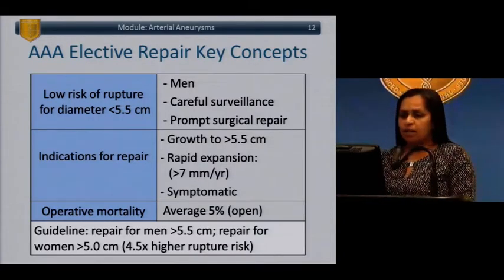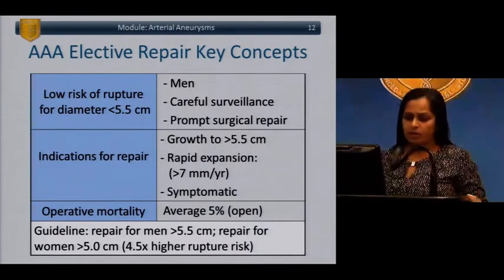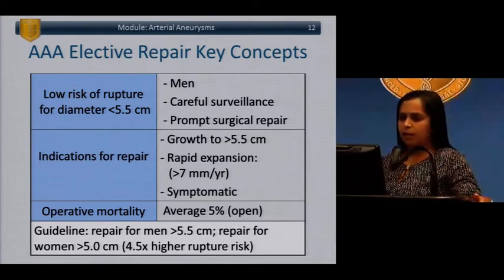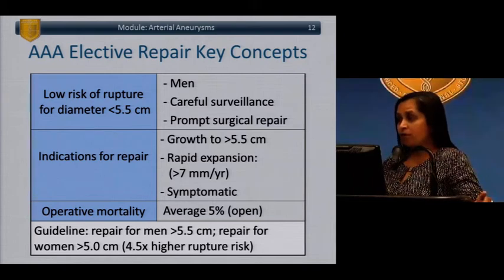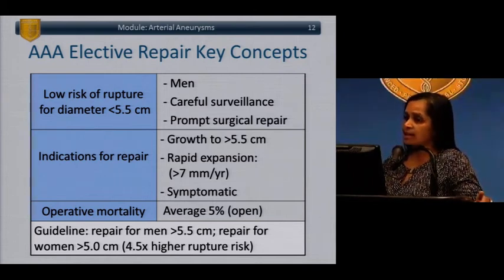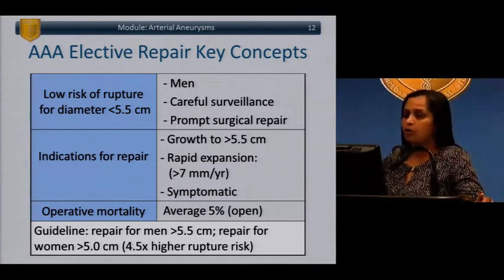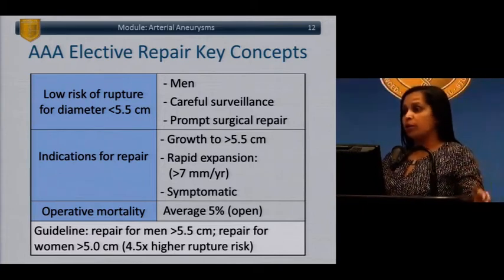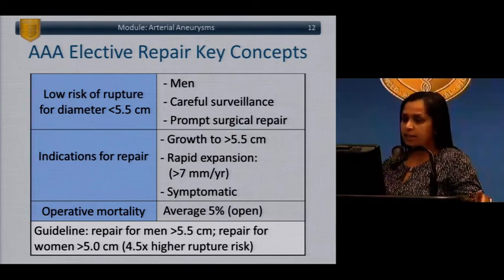So some of the key concepts in terms of elective repair: we tend to repair aneurysms that are greater than 5.5 centimeters in men. This size cutoff may be a little bit lower for women, whose arteries tend to be smaller, so their aortas may be defined as aneurysmal at a slightly smaller size than a man.